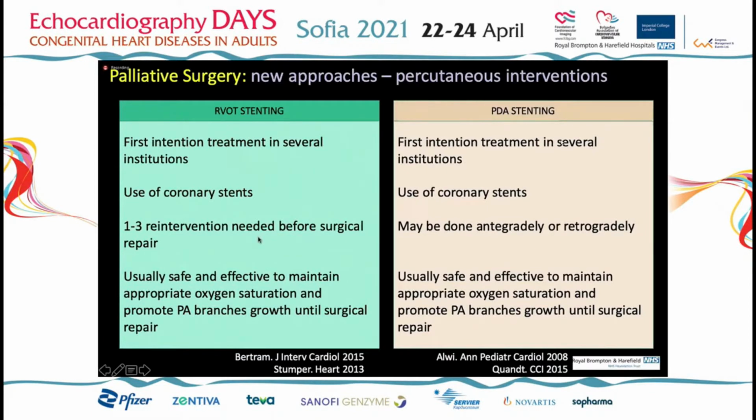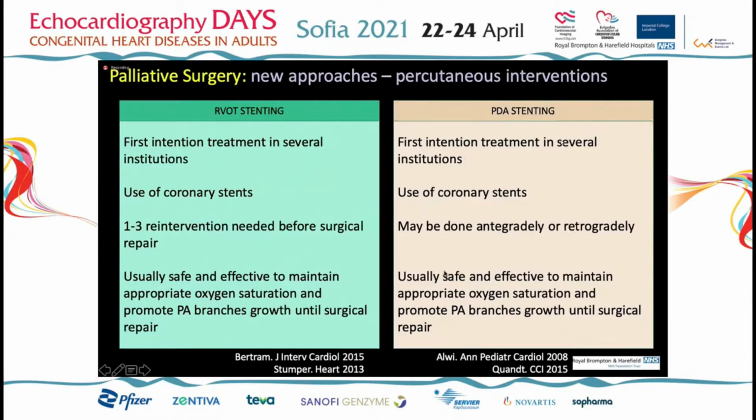Some of them will need repeated intervention. Some patients who have RVOT stenting might not have enough supply of blood to the lungs, and then maybe a PDA stent might be needed on top of the RVOT stent, or the opposite. But it is usually a safe technique, and it can help maintain much better saturation and also favor the growth of the pulmonary arteries by facilitating this antegrade flow through the RVOT.